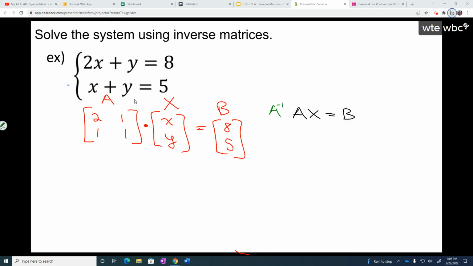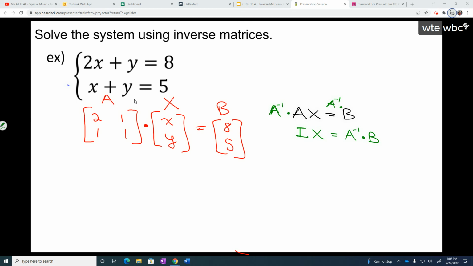So A inverse, we multiply A times A inverse. What happens is we get the identity matrix, right? We get I. But we have to do the same thing on both sides. So we're also going to multiply by the A inverse here. So when we do that, this cancels the A, leaves us with the identity matrix. Here we have A inverse times B. The order does matter that you do that, because if you try to do it the other way, it's not going to work. So the order is important.